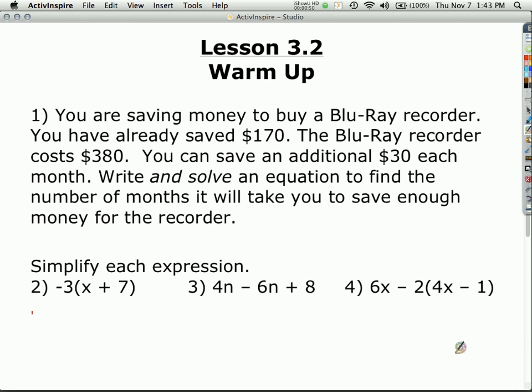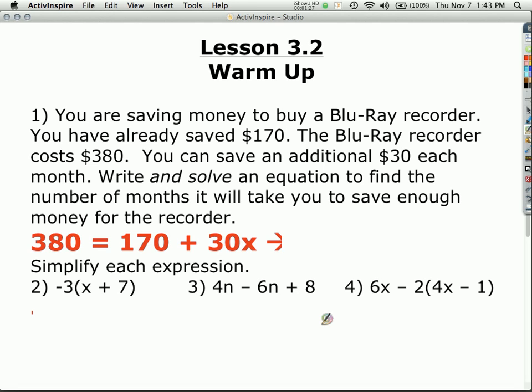What'd you get? 30m plus 1. Okay. 30m minus 170. So pretty much the same thing. Jed Lee? Okay, slightly different, but that's pretty much what we got. 30n plus 170 equals 380. I don't know why I wrote it that way. Usually I write the 380 on the right. I guess I was feeling strange that day.